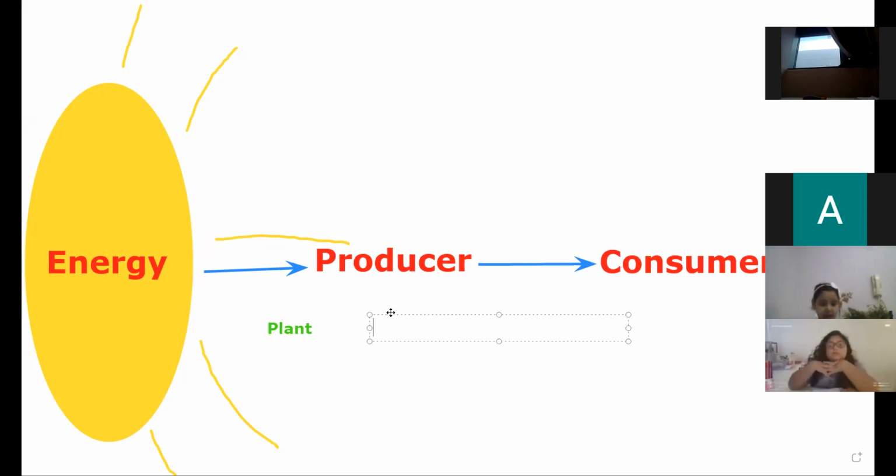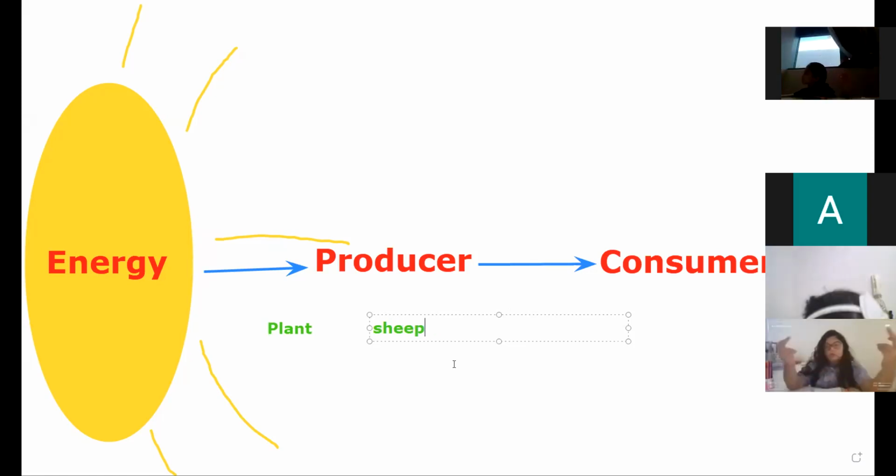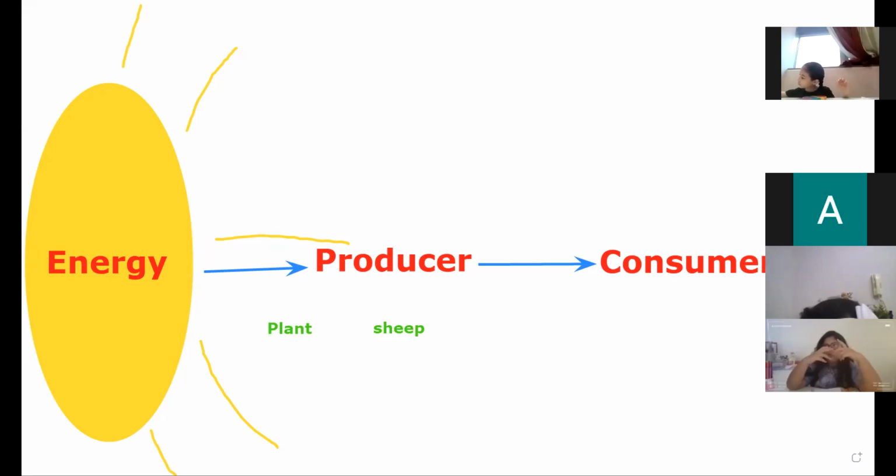I will give you a chicken. Okay, chicken. We talked about chicken. Do you have another consumer? I have the giraffe. Okay, what about a sheep? Okay, a sheep. Is there any animal that will eat this sheep? Who will eat this sheep? Maybe a lion or the goat. Very good. Okay, Jayda, who will eat the sheep?